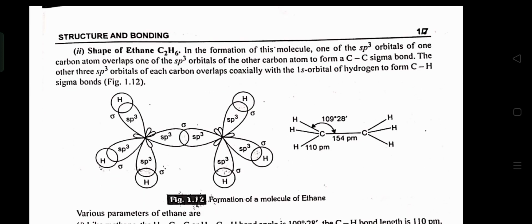Now we will discuss the shape of ethane. In the formation of this molecule, one of the sp3 orbitals of one carbon overlaps with one of the sp3 orbitals of the other carbon atom to form a C-C sigma bond. The other three sp3 orbitals of each carbon overlap coaxially with the 1s orbital of hydrogen to form C-H sigma bonds.